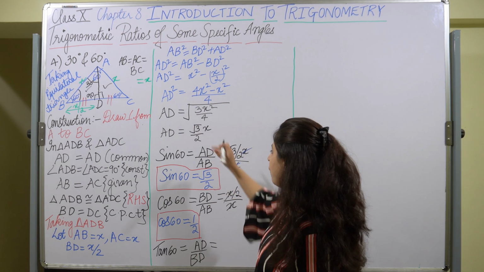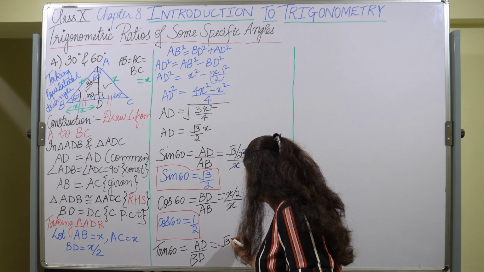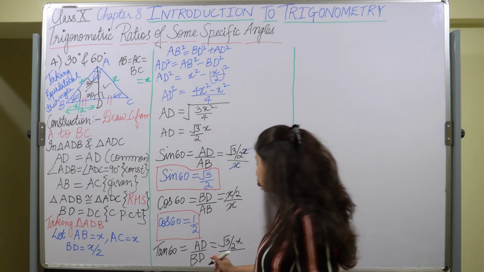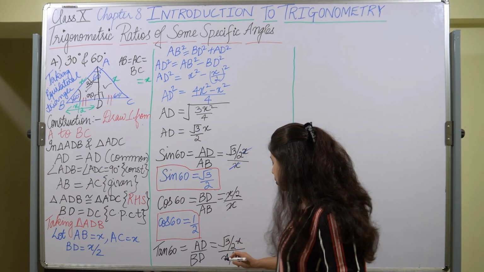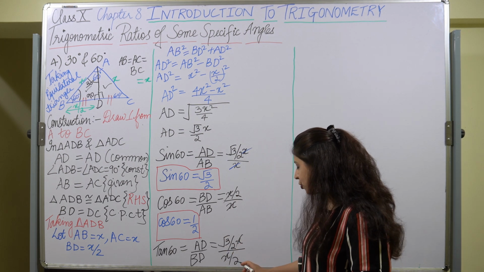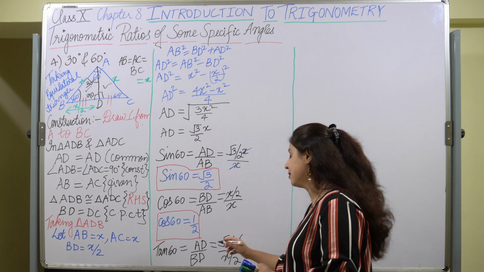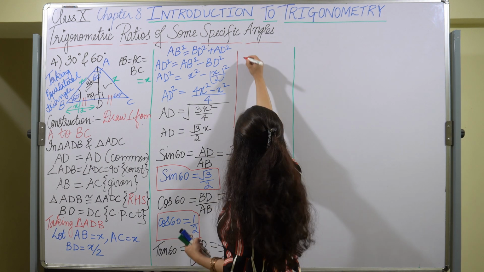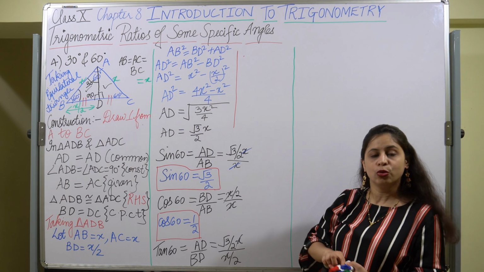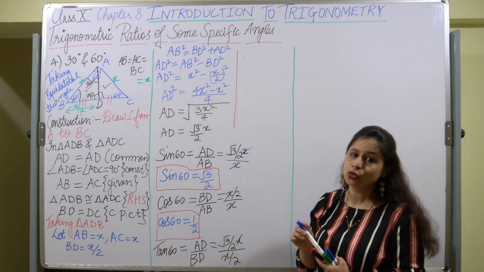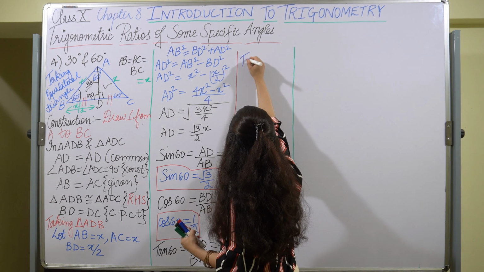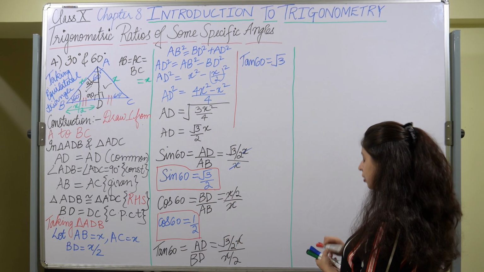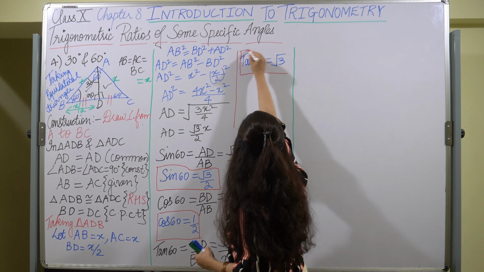So AD we have found out to be root 3 by 2x, and BD we have found out to be x by 2. So this gets cancelled, and 1 by 2 and this 2, when it goes up, will also get cancelled. So ultimately, tan 60 is equal to root 3. So this is the third trigonometric ratio.